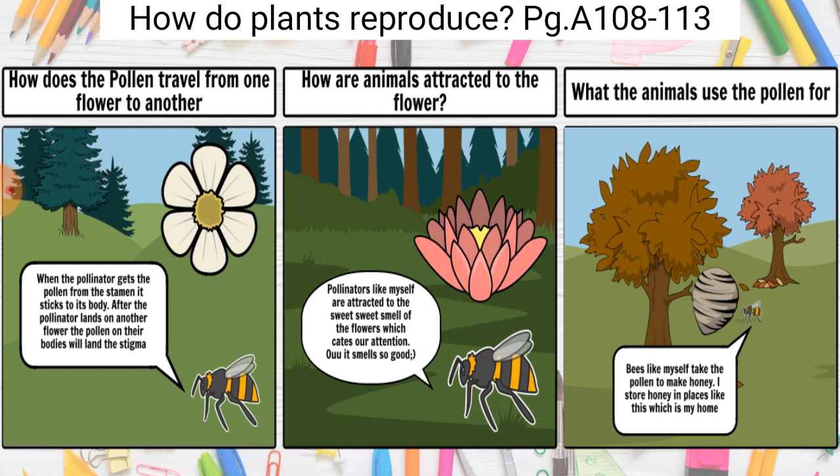But how are animals attracted to flowers? Well, flowers produce a good sweet smell that is attractive to animals like the bee. And the bee is not a slave. The bee receives a benefit. For example, they use pollen to make honey.